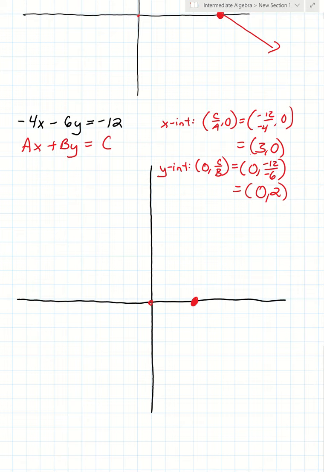So let's plot that particular point. At the origin, I have to move up 2. There's the ordered pair (0, 2). I have plotted my 2 points. If you have 2 variables, you always need 2 points. Once we have the 2 points, we can connect the dots. When you connect the dots, you form your line, and that is your graph of that particular equation.